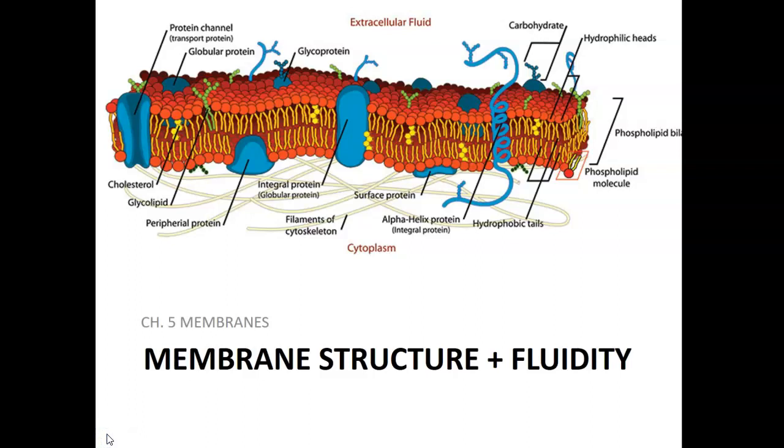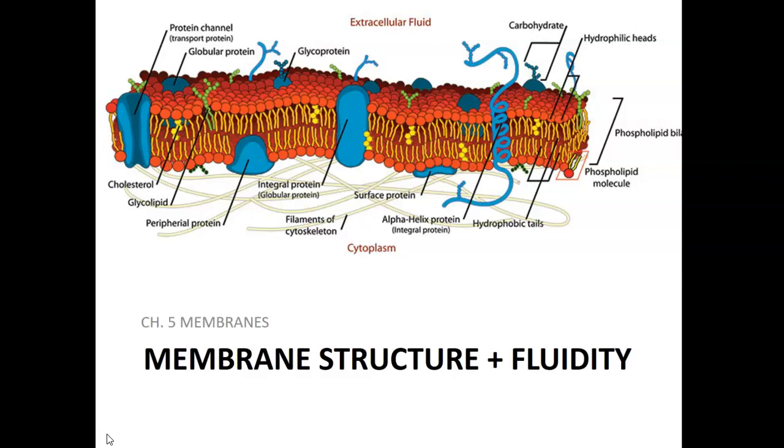At this point, we're going to go ahead and move on in our textbook to Chapter 5, which explores the structure of our cellular membranes. So in this short video, we're going to talk about membrane structure. What are the components that comprise the cellular membranes? And then we will talk about how membrane fluidity is influenced by some of the different components that we find within the cell membrane.